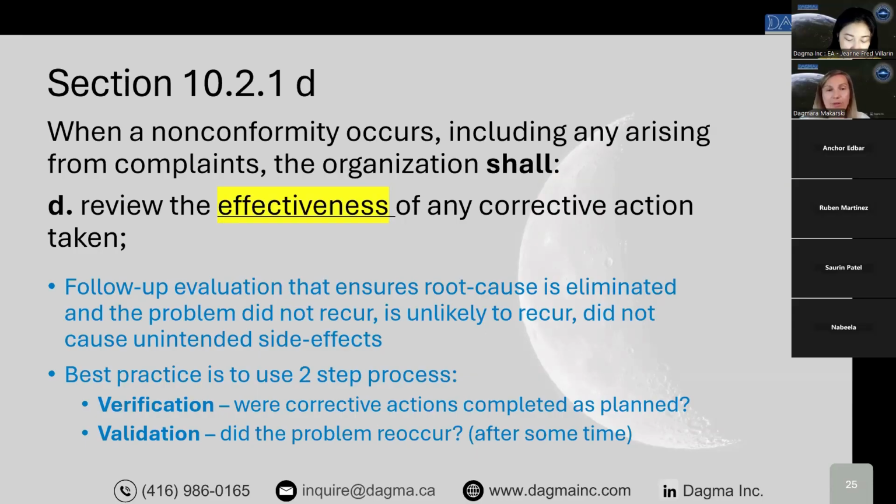Best practice is to use a two-step process. Here we consider the verification, which is where the corrective actions were completed as we planned, and the validation: did the problem reoccur after some time? Many organizations blend the verification and validation together into one, which can be done, of course, but the concern there is they either do the verification very well or they do the validation without checking the verification, and sometimes some of the corrective actions are not quite completed. So it is really a good opportunity to separate the two, or at least have an understanding that there is that two-layer process in reviewing the effectiveness.